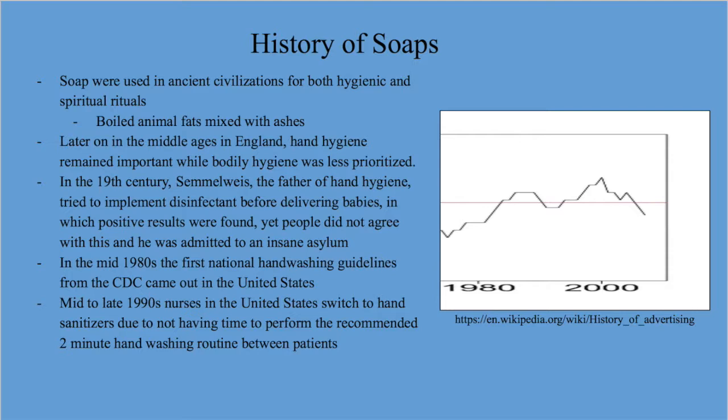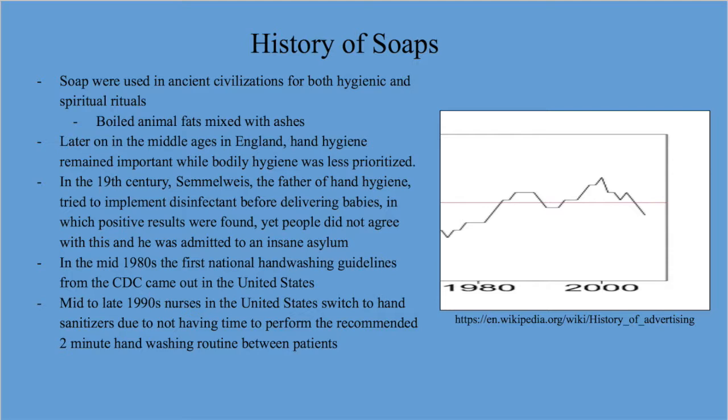Soap was used for the first time in ancient civilizations for both hygienic and spiritual rituals. In order to make the soap, they boiled animal fats, which acted as the lipid, and mixed that with ashes, which acted as the soap. Later, in the Middle Ages in England, hand hygiene remained important while bodily hygiene became less prioritized.